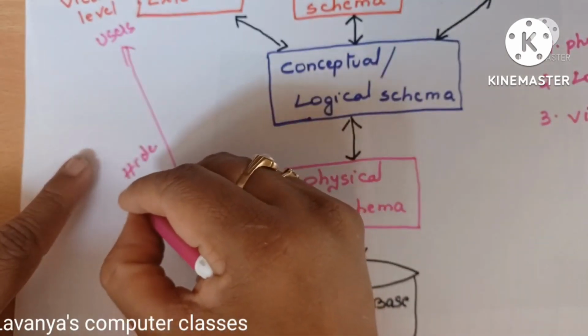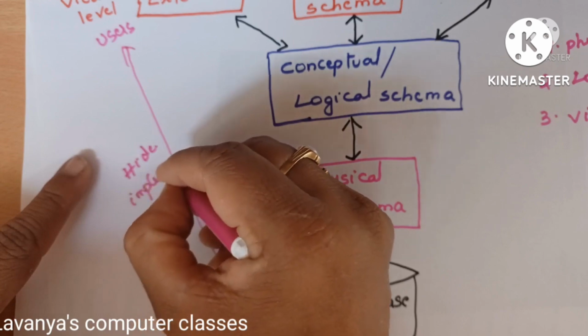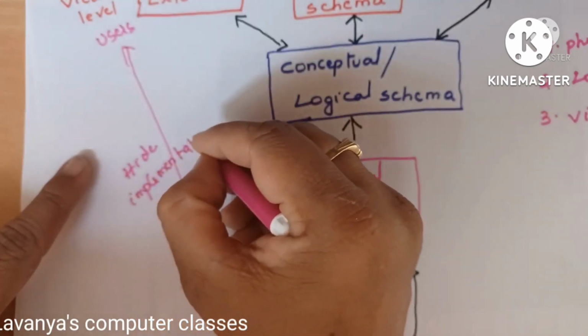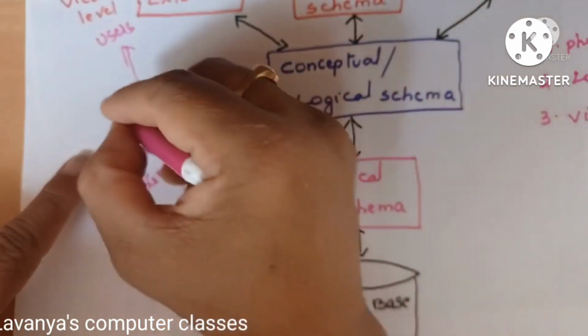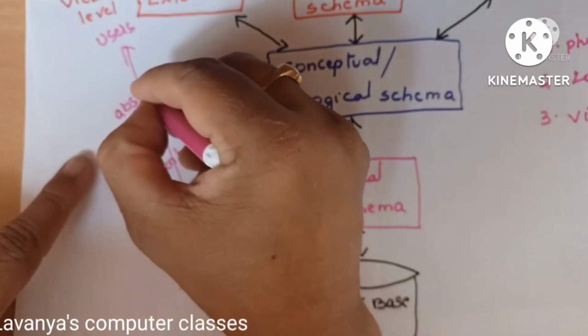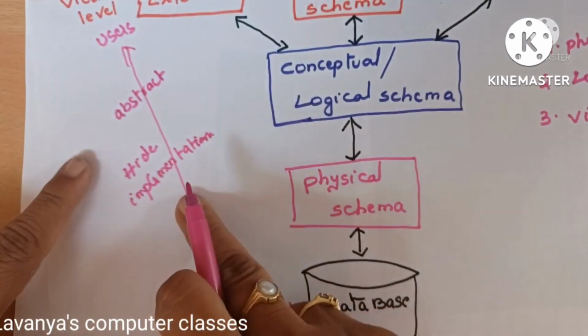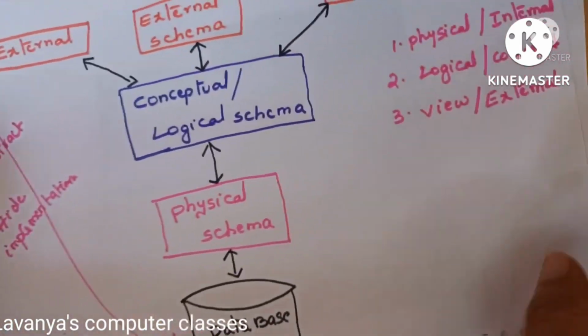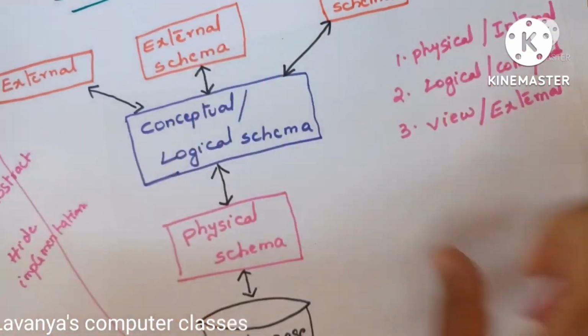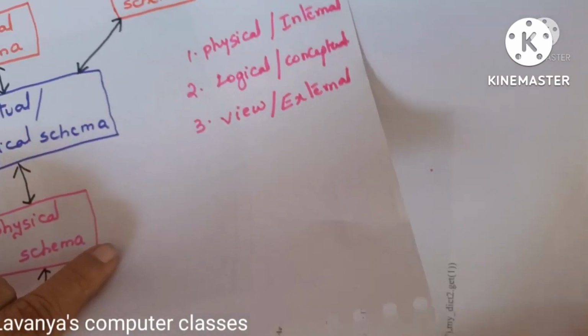So users are using the database, but they don't know how it is stored or where it is stored. They are just using the database only. That's why it is protecting the database. They abstract the database, but the total implementation is hidden from the users. So this is the 3 level architecture.